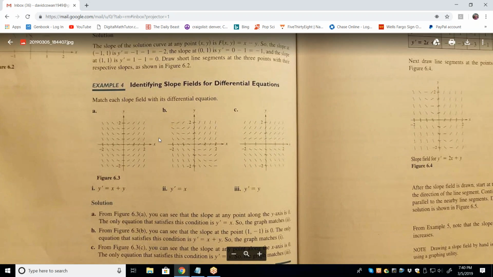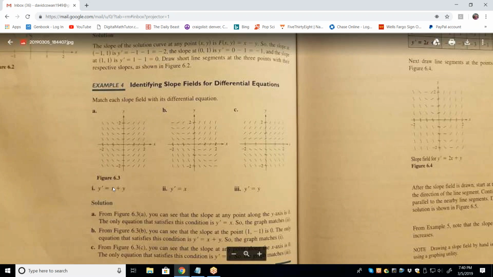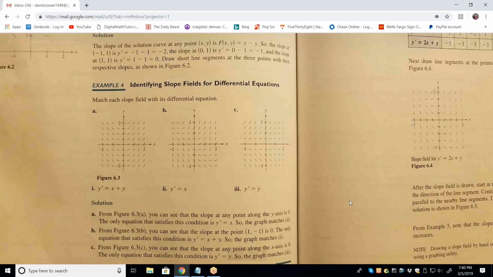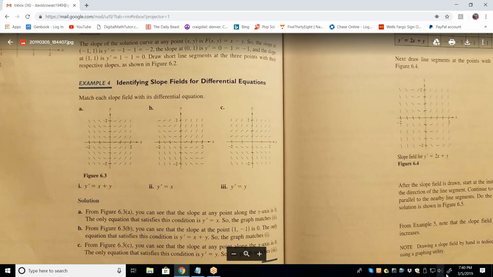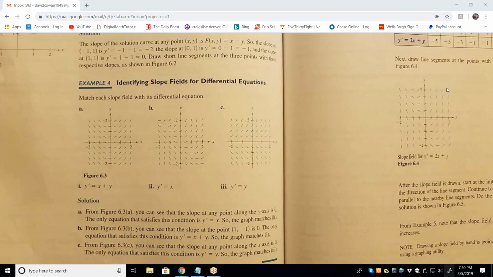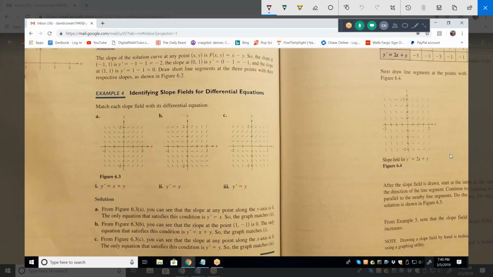What they're giving us here are 3 slope fields, A, B, and C. They want us to match it with these 3 differential equations. Notice I can't solve this differential equation over here. Hold on. I can solve that differential equation.